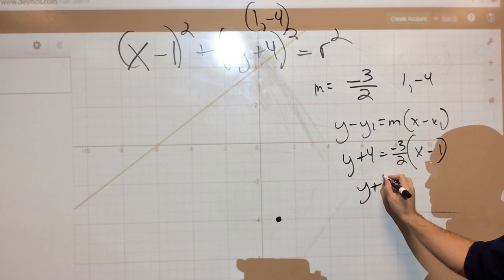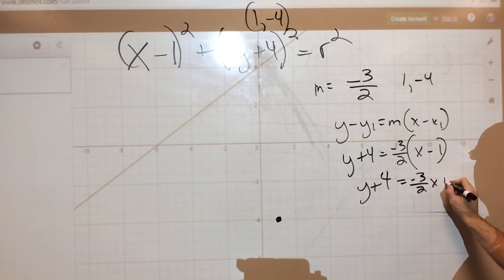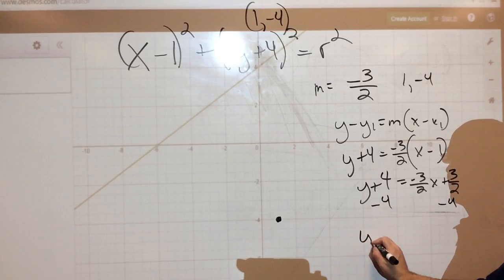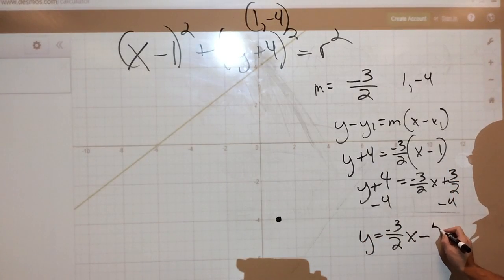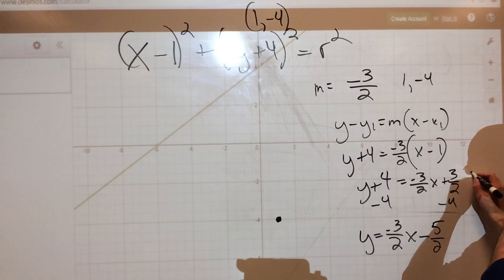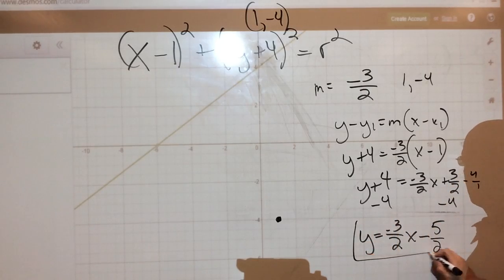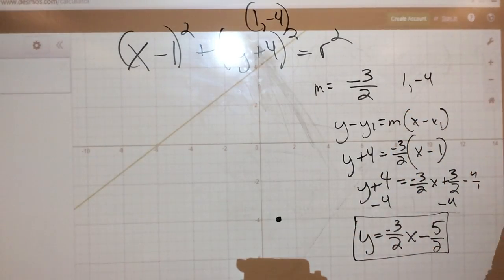Solve here, so y plus 4 equals -3/2 x plus 3/2 minus 4. This is actually going to be y equals -3/2 x minus 5/2, right? Yeah, okay. This is the line that's perpendicular to that one. So I'm going to plug this line into Desmos and you're going to see what happens. It's going to go right through the center of the circle because we made it do that.